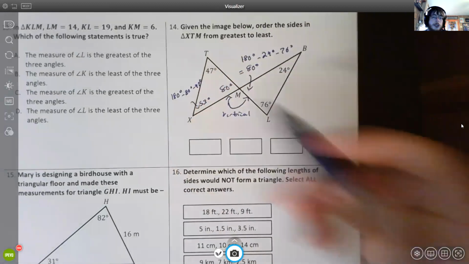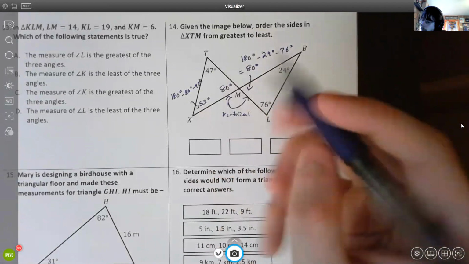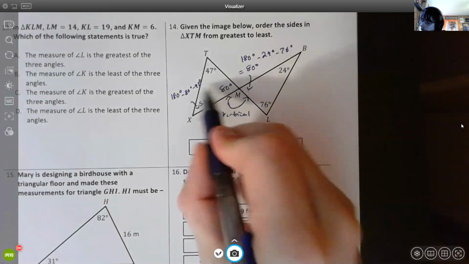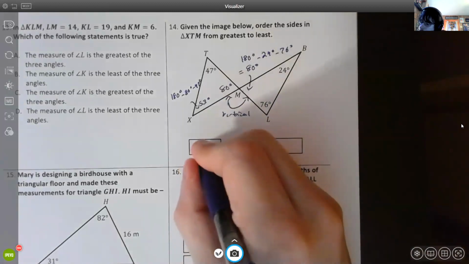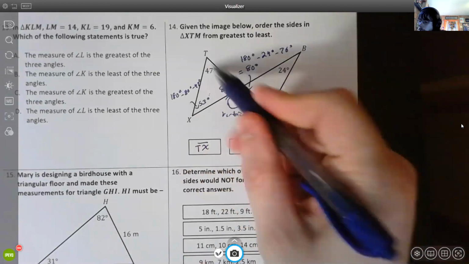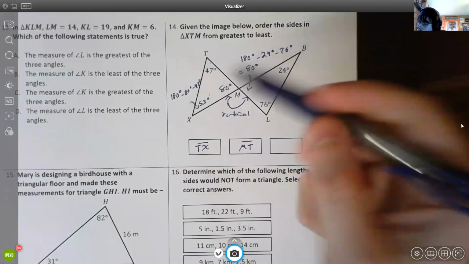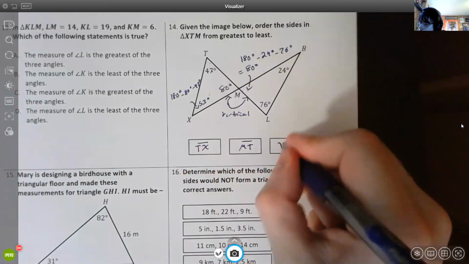And now you just determine XTM's side order from greatest to least. So angle M is your greatest and its opposite TX or XT. Then 53 is your next, and that is opposite MT or TM. And the last one is XM or MX.